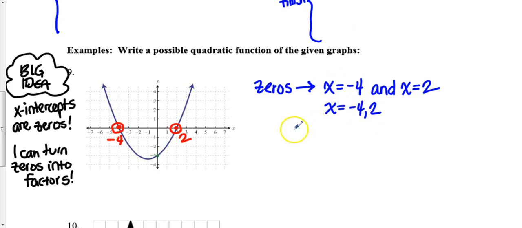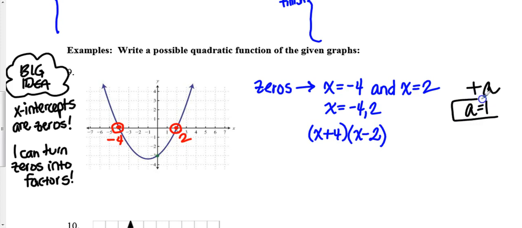How would I turn these zeros into factors? Well, I know negative 4, that's going to be x minus a negative 4, which turns into x plus 4, and then x minus 2. Notice again it says write a possible quadratic, and that's because we are not looking for the vertex to be exact. What I do need to make sure is correct is whether or not this opens up or down. This graph opens up, so I need a positive a value. Keeping it nice and easy, we'll let a be 1. So for this one, you technically could put a 1 right here, but we don't need to because multiplying through by a positive 1 doesn't change anything.